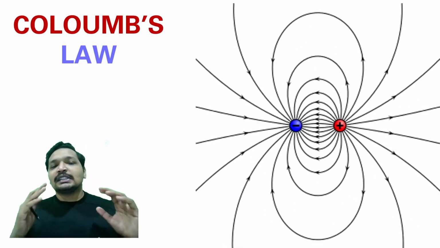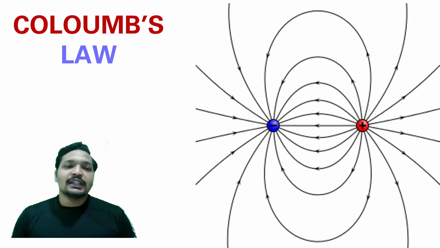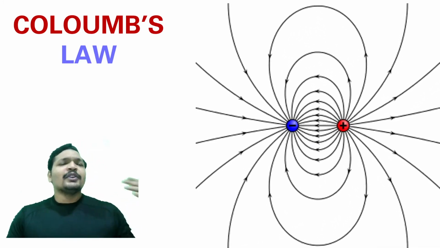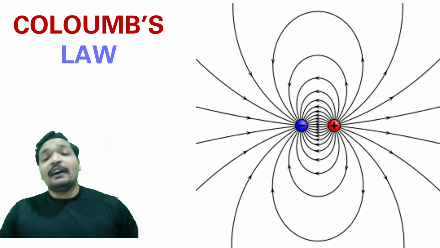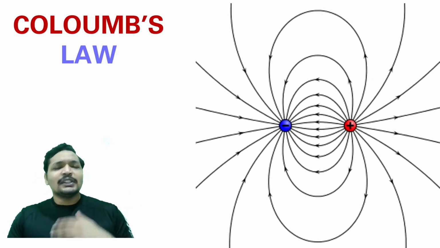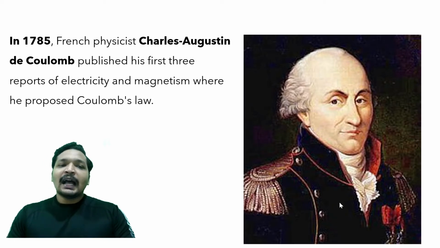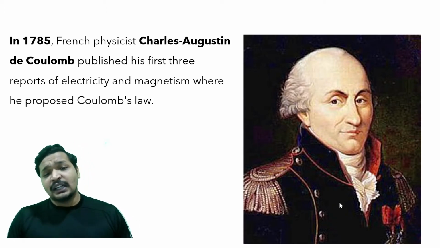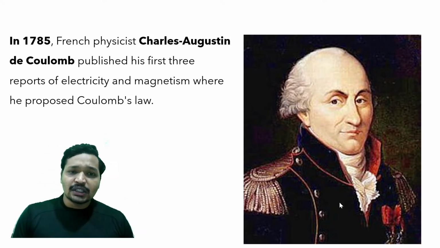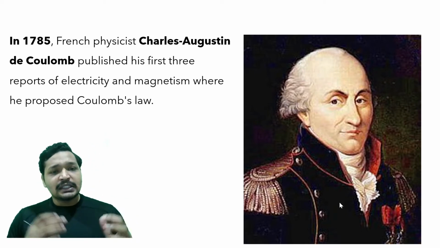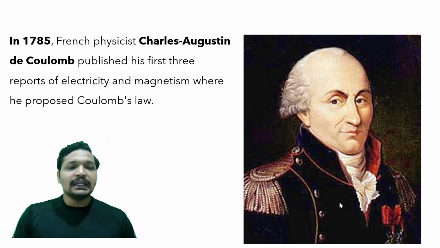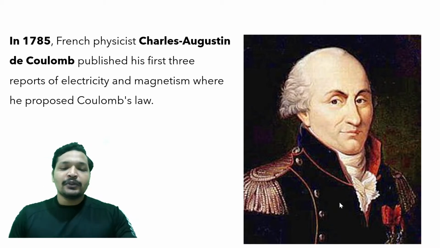So let's get into this interesting lecture. It's going to be super interesting, and let's get started with some history, which is a very important part of Coulomb's law, and you would definitely love it. In 1785, a French physicist, Charles Augustin de Coulomb, published his three reports on electricity and magnetism, where he proposed Coulomb's law.